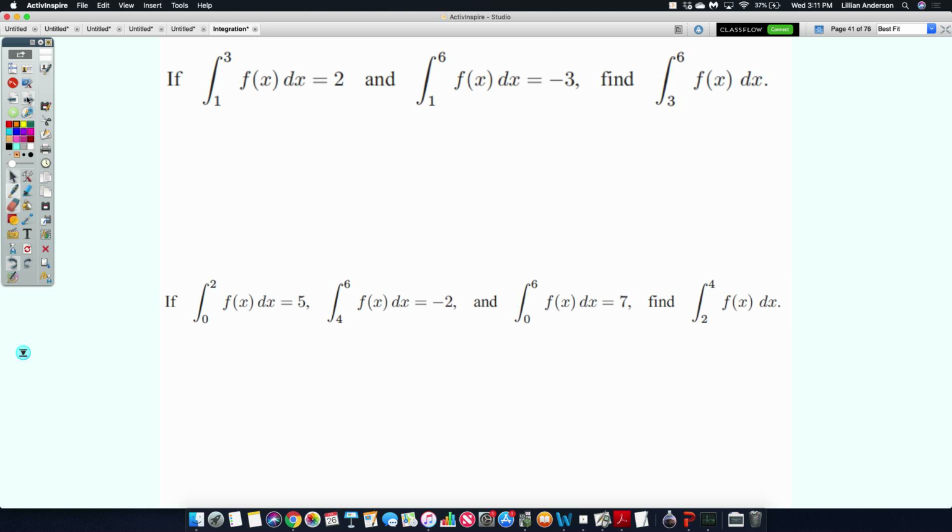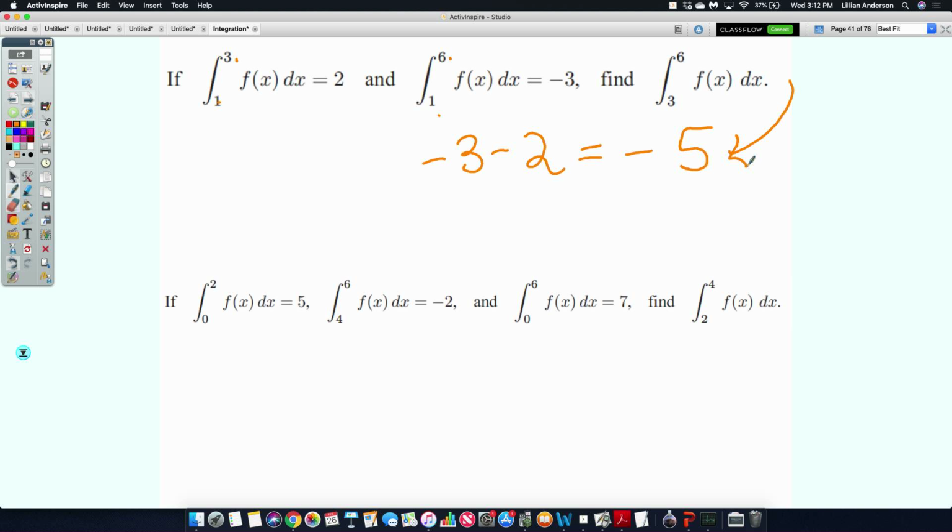Because 2 plus that number equals negative 3. Exactly. Because you have from 1 to 3 and then 1 to 6, and you're trying to find from 3 to 6. So, -3 minus 2, and that would be -5. Very good.